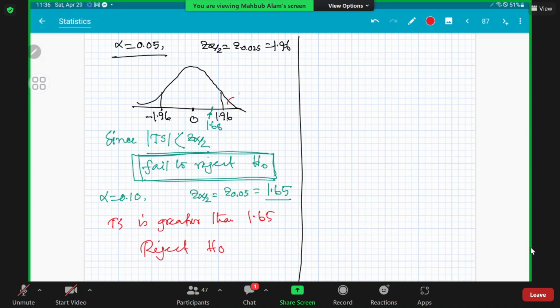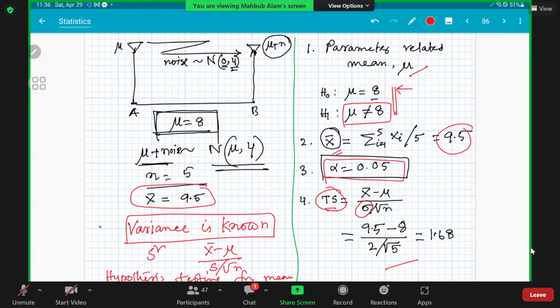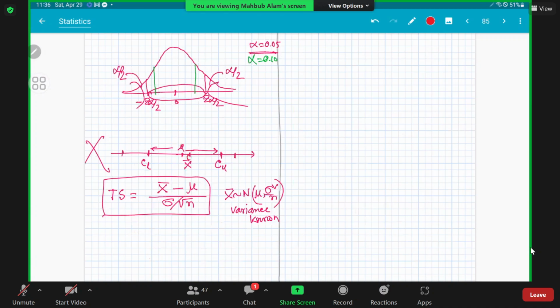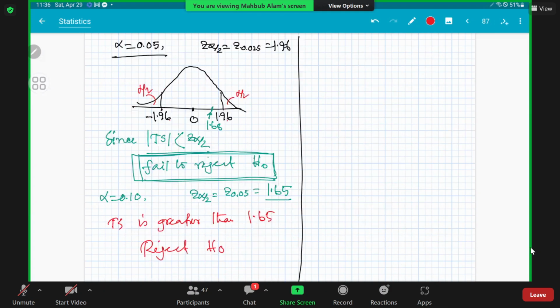This one is alpha by 2. This one is alpha by 2. When alpha is 0.05, we know it is 1.96. The critical values are directly found from the standard normal distribution probabilities. Then, by the test statistic, our goal is to convert this X bar into its standard form. So here we test the null hypothesis based on 2 different significance levels.